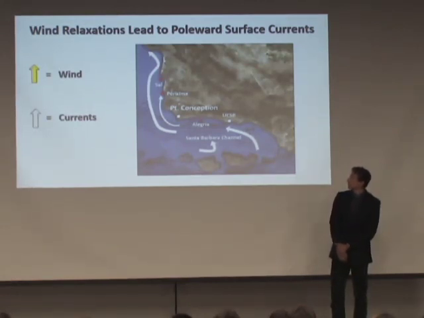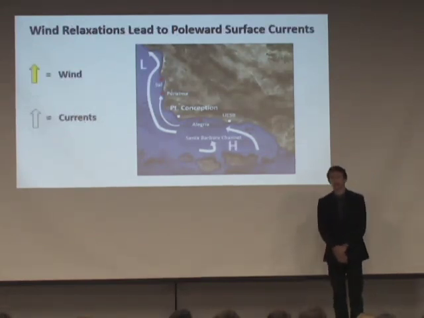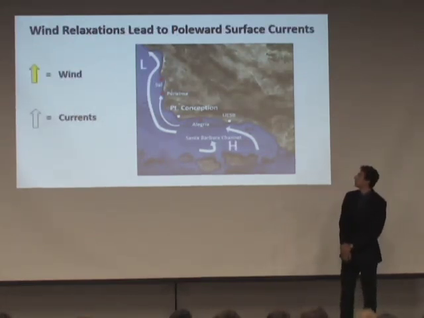So looking at these poleward flow events, we want to know, how do we even know these events are occurring? We want to know what physical processes drive them, and along the way, we'll take a look at the physical characteristics of these flows, such as the temperature and velocity, and relate them to the structure of these flows to figure out what they look like. So first we'll focus on how these flows are set up.